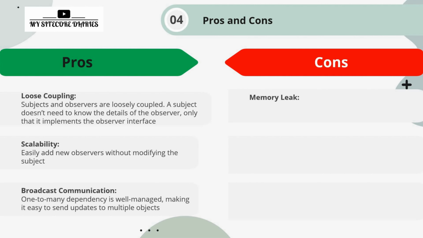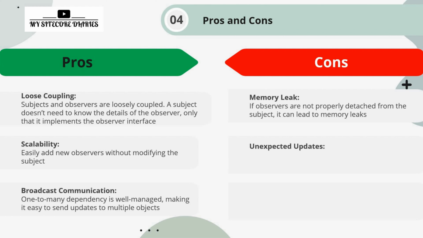Then what are the cons? Memory leak: if observers are not properly detached from the subject, it can lead to a memory leak. Unexpected updates: as you have seen, whenever there is any update in the object, it will notify the other objects and they get updated. So there might be cases where an observer receives updates it is not interested in and did not need, but still it leads to unnecessary processing. So unexpected updates might happen.